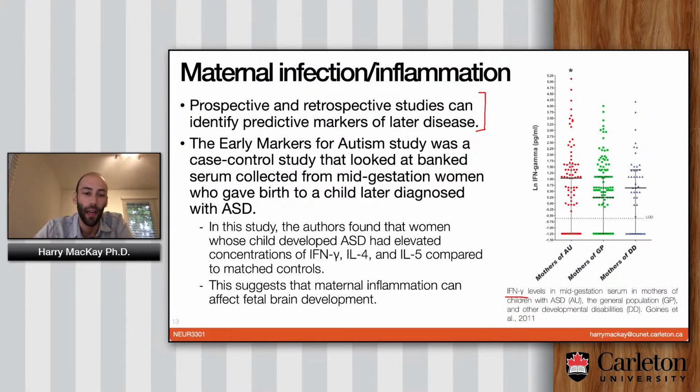So they had tons of data, and what they did was they measured a couple of different cytokines, interferon gamma, interleukin 4, and interleukin 5, and compared the levels in moms who had given birth to a child who had ASD to moms who had given birth to a child who did not have ASD. And what they found was that the mothers of ASD babies had higher levels of interferon gamma than control mothers at mid-gestation, suggesting that they were under a higher level of inflammatory stress, potentially arguing that maternal inflammation affected brain development in such a way as to predispose to autism or autism spectrum disorders.